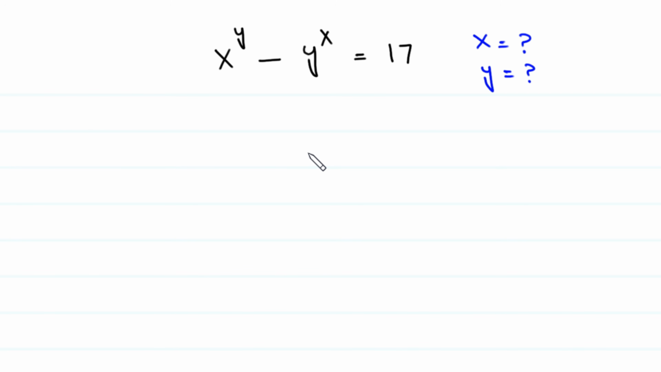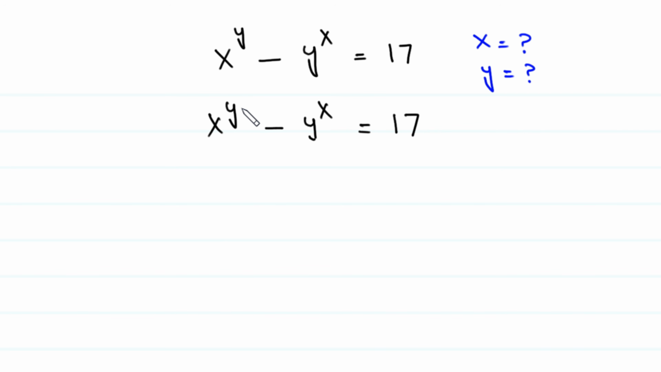Hello, welcome to how to solve this exponential equation. That is x to the power y minus y to the power x is equal to 17, and we have to find the values of x and y. We have x to the power y minus y to the power x is equal to 17.